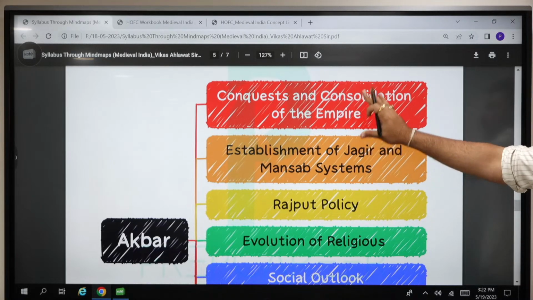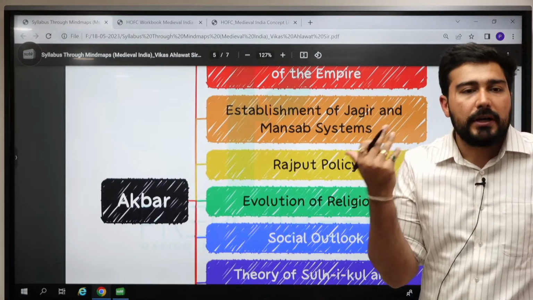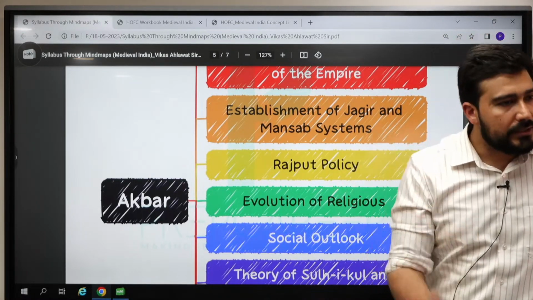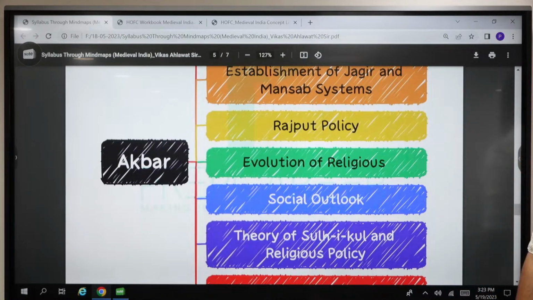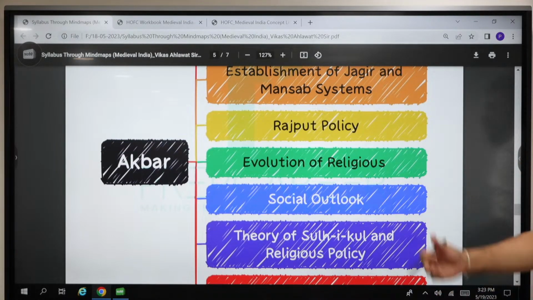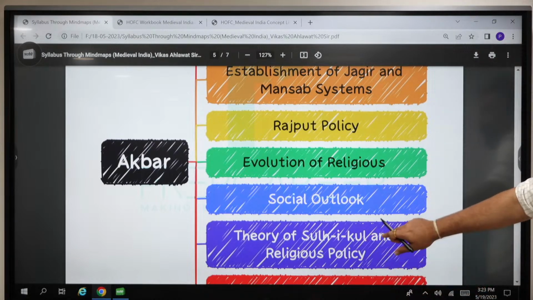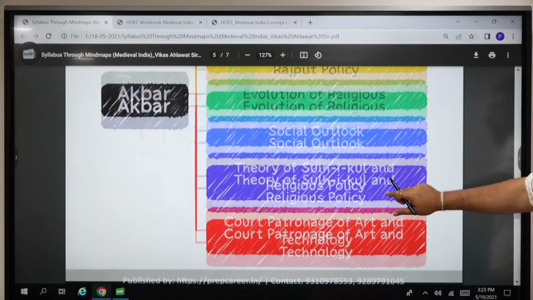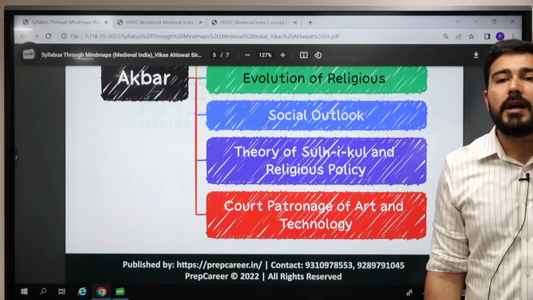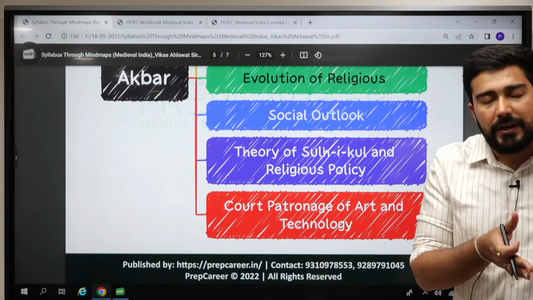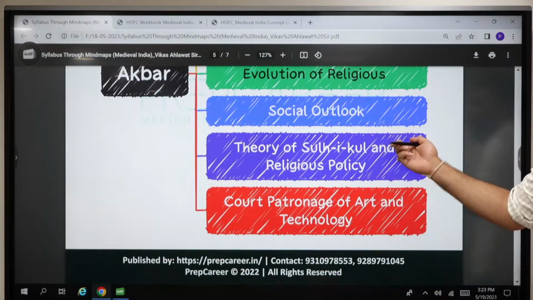So he will be known for the conquest, the establishment of one of the most famous bureaucratic systems, the Mansabdari system. Then his policies with respect to the integration of Rajputs. Thereafter the evolution of his famous religious policy. Then his social outlook. Then the overall theory of Sulh-i-kul, as well as patronage of art and technology. So Akbar is a very big topic for our optional, and we can expect a question from here at least every second year.